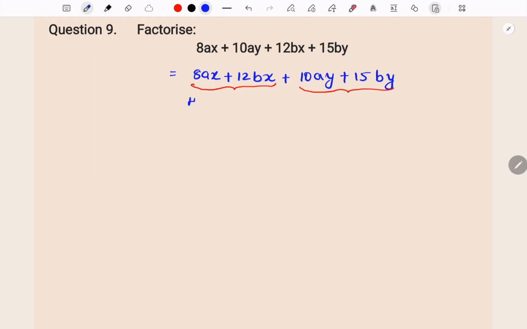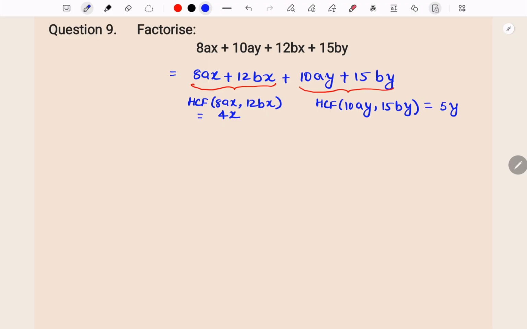Okay, we find the HCF of 8ax and 12bx. The HCF of 8 and 12 is simply 4, and the common variable is x, so the HCF is 4x. And for the second expression, the HCF of 10ay and 15by is simply 5y. You can check that out.